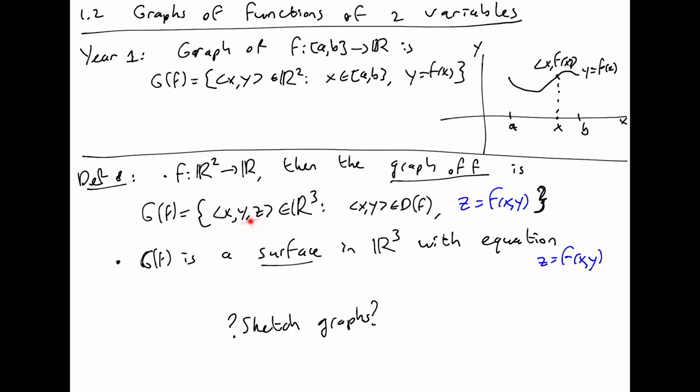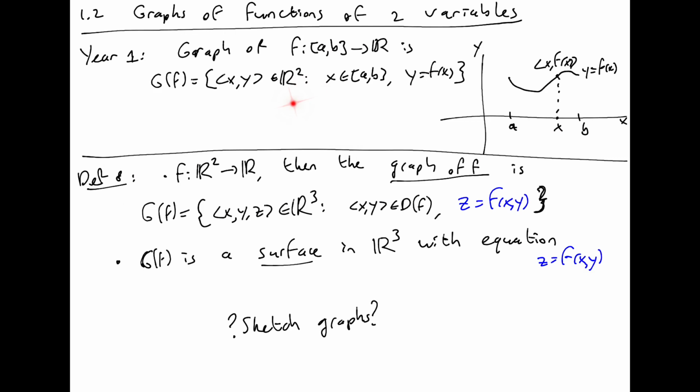So we look at all the points (x, y, z) in R3, such that the point (x, y) is in the domain, same as here, and z is equal to f of (x, y). I write this equation in blue because this is the determining equation for the graph of f. Just like in the first year, y is f of x is the determining equation for the graph of f. In our case, it is z equals f of (x, y).